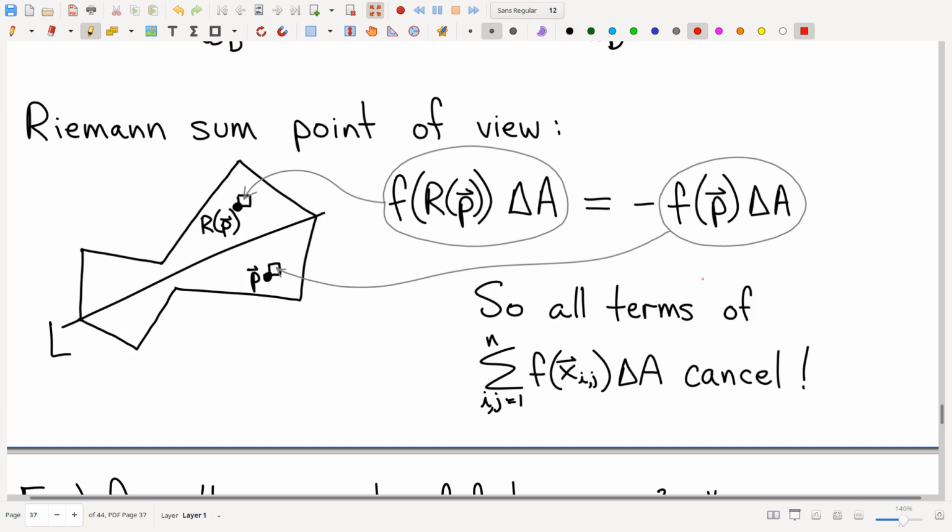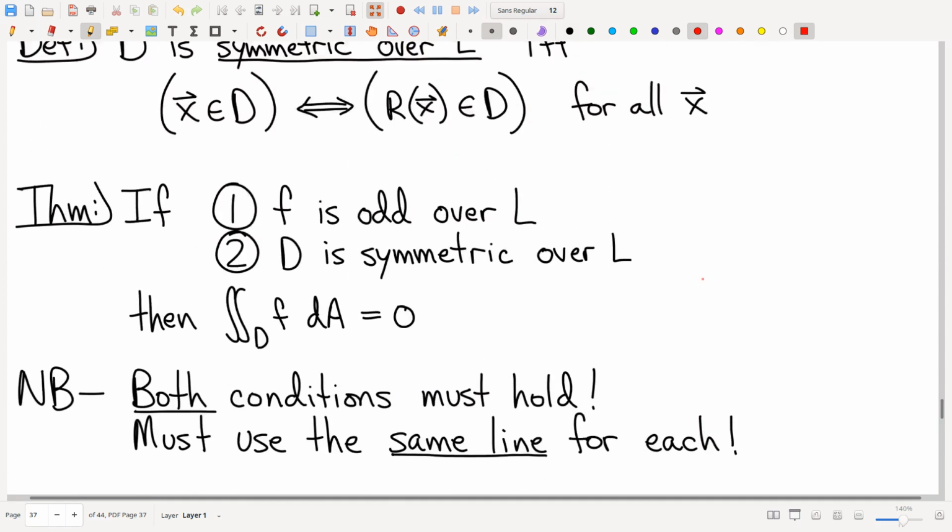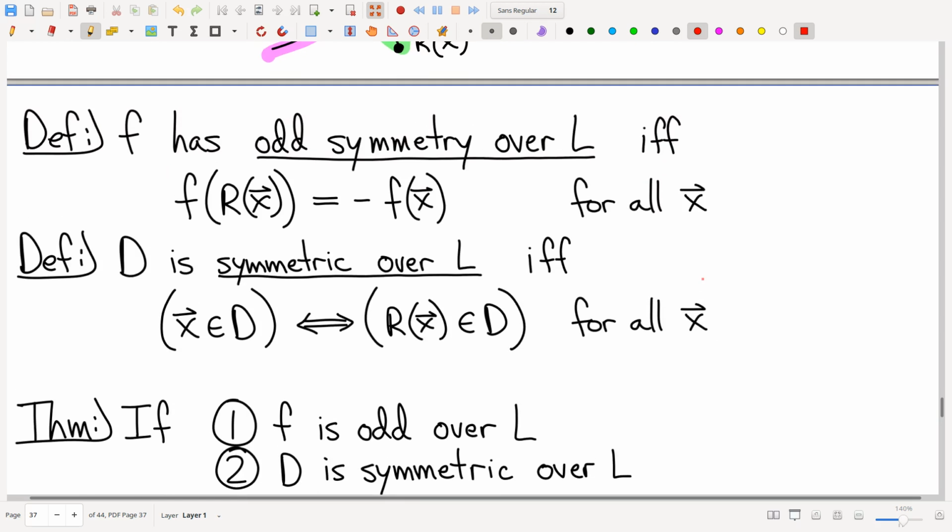Yes? How do you prove something's odd over a line? Yeah, totally. We're going to do one of those as well. The short answer is that we're going to write down exactly the formula for reflection, just like he was asking about. We're then going to plug that into our function, and confirm that it is the negative of the original value. Just straight out of the definition. Okay. All right, so let's get our hands dirty.